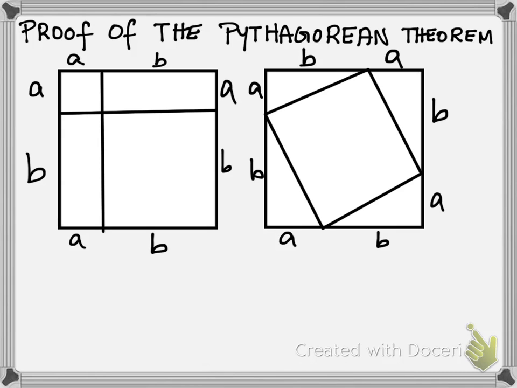These two squares have side length a plus b. Both of them have side length a plus b. In the first square, you can draw the lines that cut the square vertically and horizontally, so that you have a little square that is a by a, a bigger square that's b by b, and then two rectangles that are b by a.